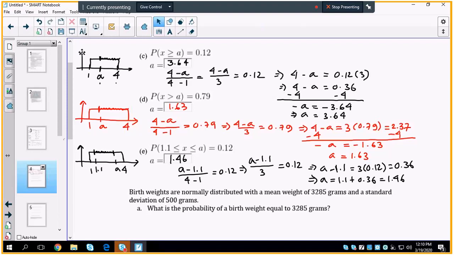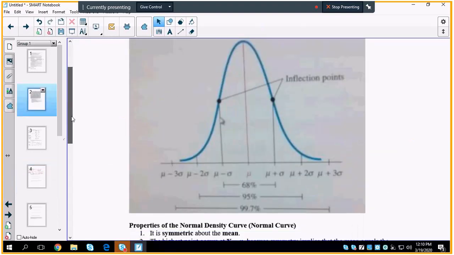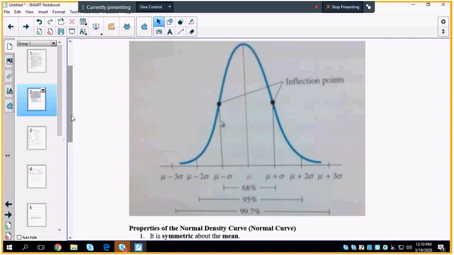Let's go back to page 2. A normal probability distribution has a picture like this. The empirical rule says that almost 68% of the data for a normal distribution falls between mu minus sigma to mu plus sigma, where mu is the mean of the normal distribution and sigma is the standard deviation of the normal distribution.